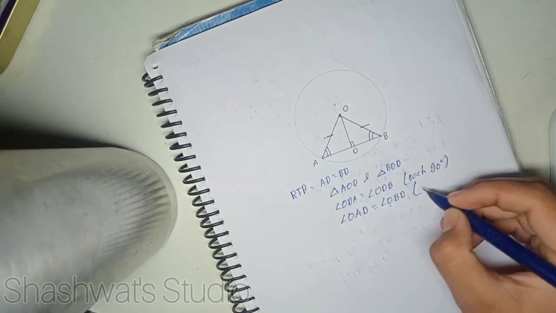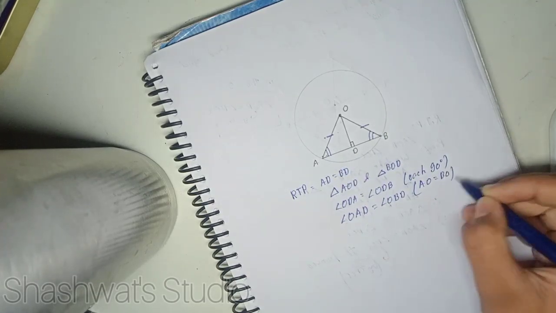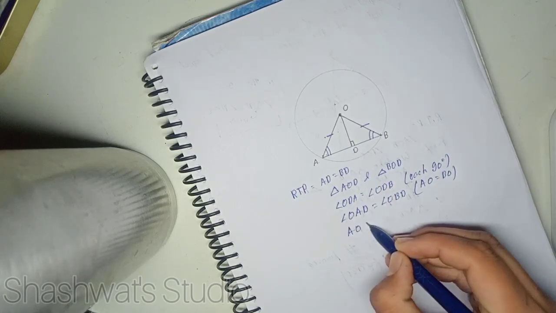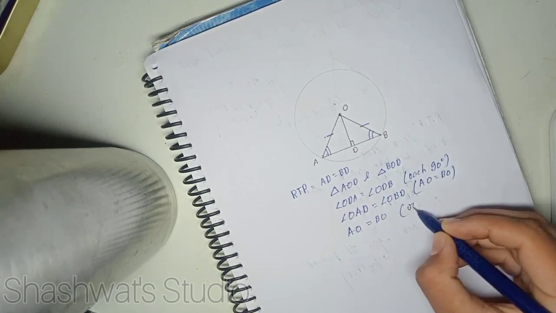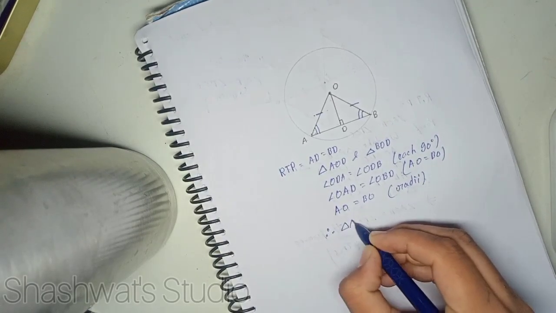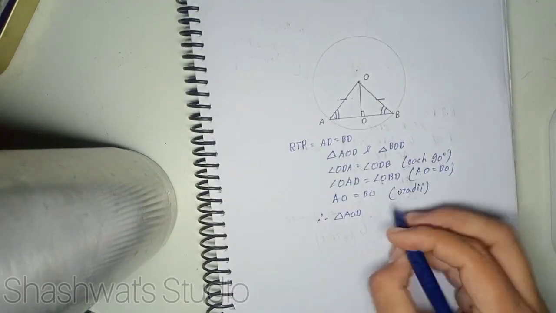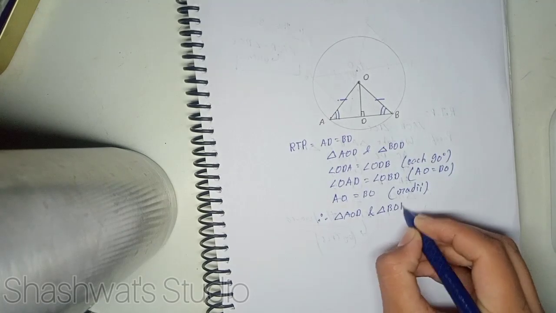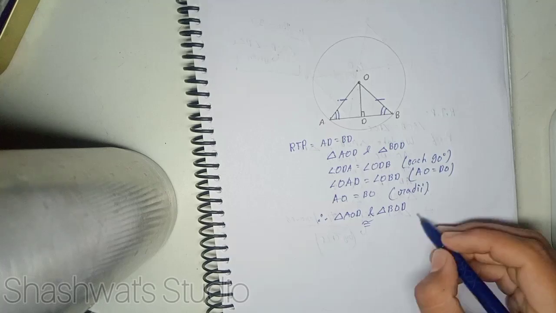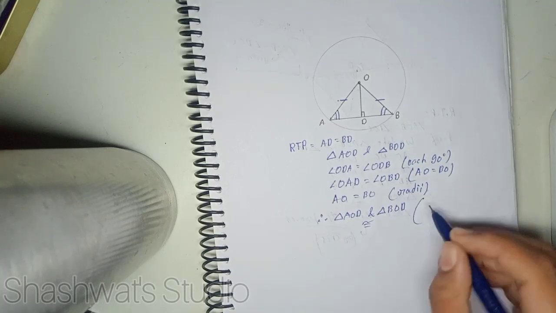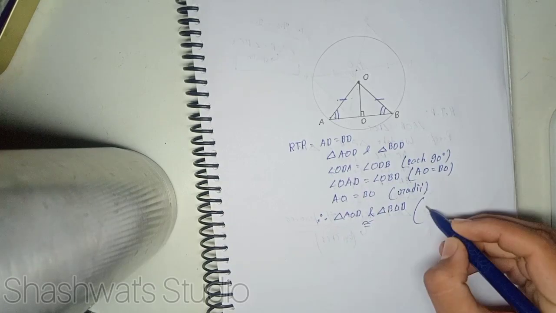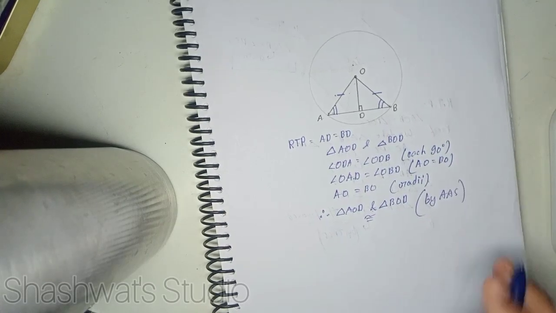Okay, I have told you what is the reason behind it, so I'll be writing in short, which is AO is equal to BO. That is why OAD equals OBD, but in the exam you will write the whole reason. Now we have one side, which is AO is equal to BO, and the reason is radii. So therefore we have triangle AOD and triangle BOD congruent. Now what is the criterion? It is angle side. So by angle side they're congruent.